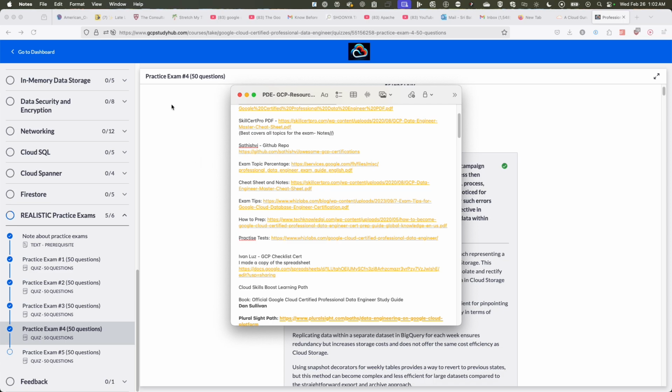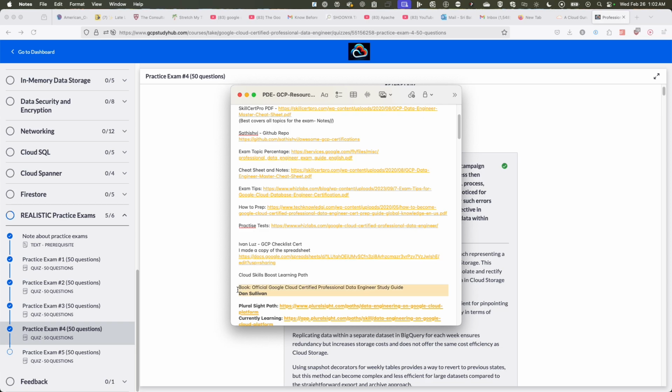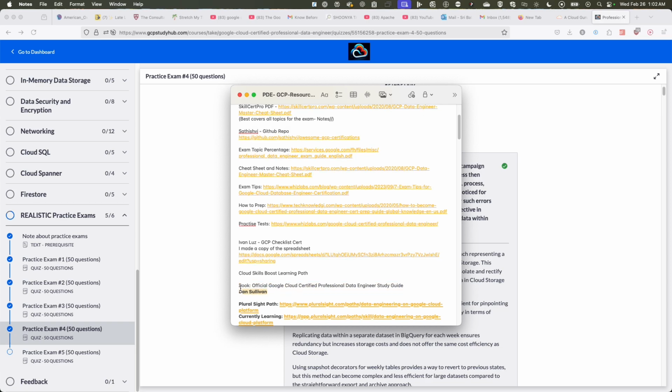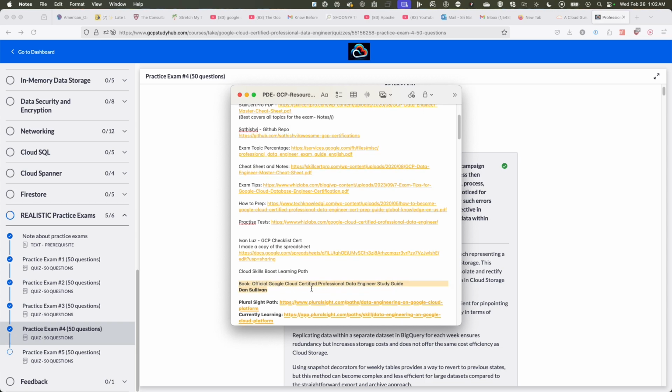If you're not comfortable with the GCP Study Hub, ExamTopics has around 350 or 400 questions that you can refer to. And this is one of the other cheat sheets from Skill Cert Pro. I think this is one of WhizLabs' free practice tests that you can take. The other thing is the official exam guide, the Google Cloud Professional Data Engineer Study Guide by Dan Sullivan. That's the official Google Cloud book that you can use if you want to go the book way.